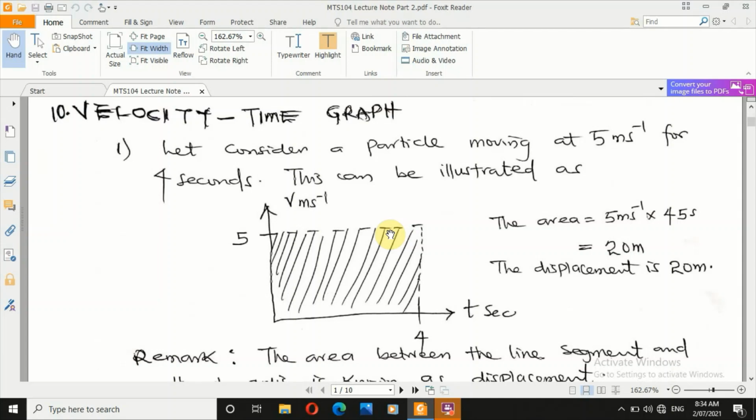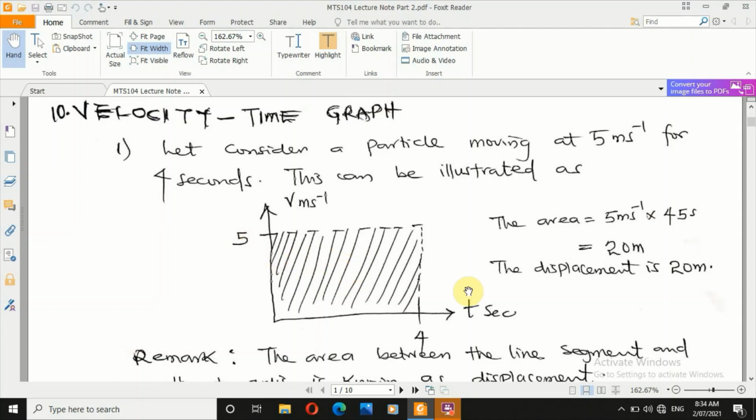Look at this example now. We have a particle moving at 5 meters per second for 4 seconds. Now we can draw it. The particle has its velocity in meters per second, that is the unit, and the horizontal axis is time, the unit is seconds. So we have 5 now, for 4 seconds. Now let's close it and sketch this. The question is, what is the area of this closed region?